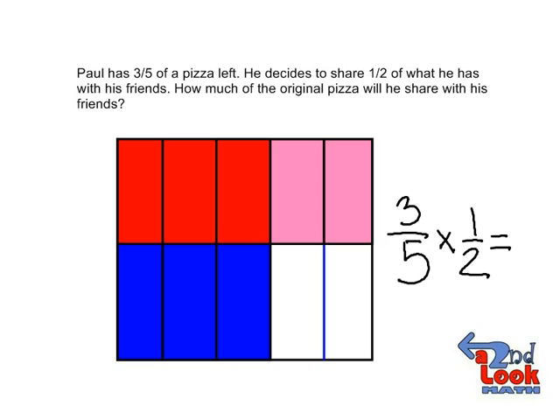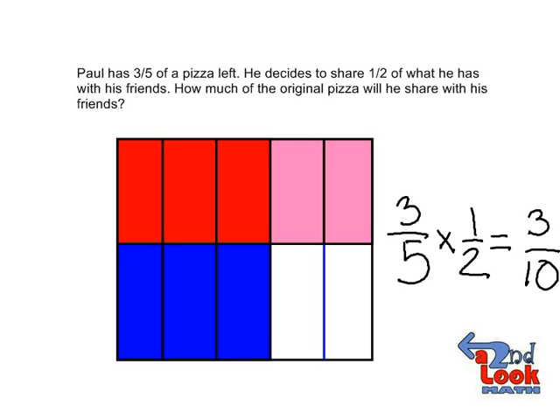Now, the rule here for multiplying fractions is fairly simple. If both are in a regular fraction form, we have top times top, 3 times 1 is 3. Bottom times bottom, 5 times 2 is 10. And then simplify. Can we simplify this fraction? No. 3/10 is as simple as it gets. So our answer there is 3/10.